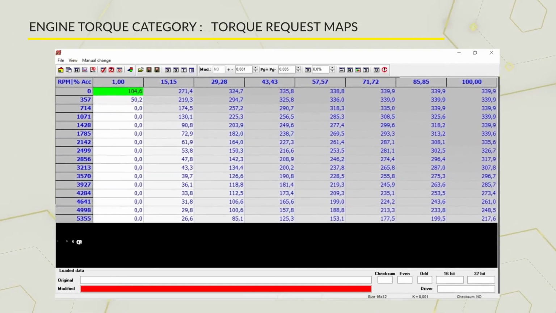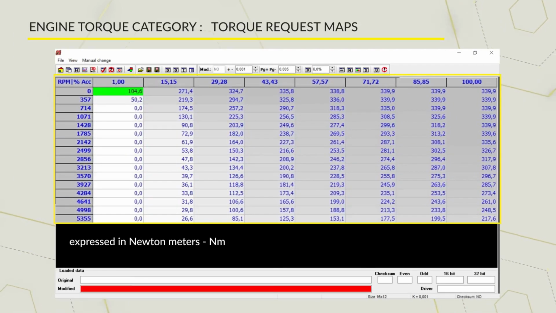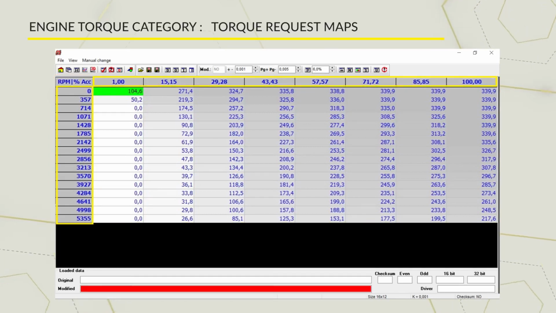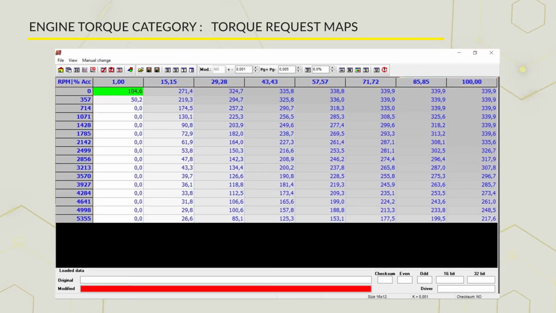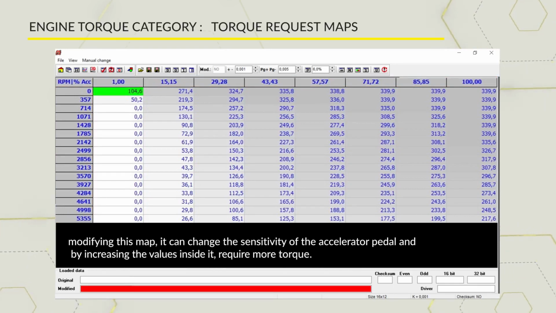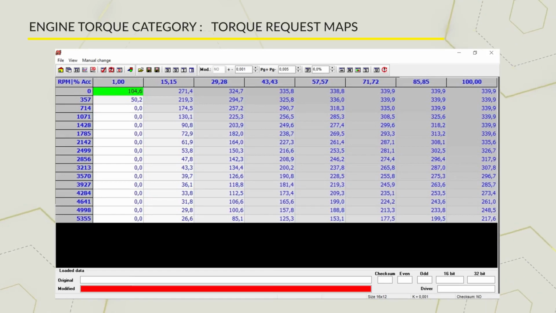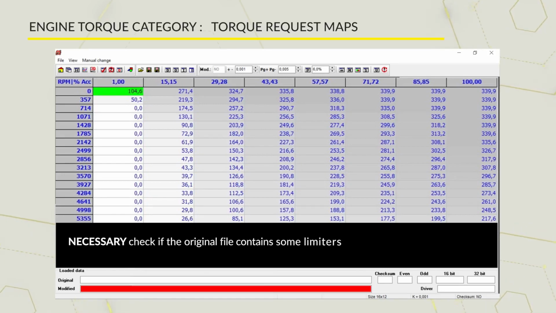The map in question is expressed in Newton meters, as a function of the engine speed and on the basis of the pressure in percentage that the driver exerts on the accelerator pedal. By modifying this map, we can change the sensitivity of the accelerator pedal and, by increasing the values inside it, require more torque. Once this is done, it is necessary to check if the original file contains some limiters with which the manufacturer limits the engine torque.